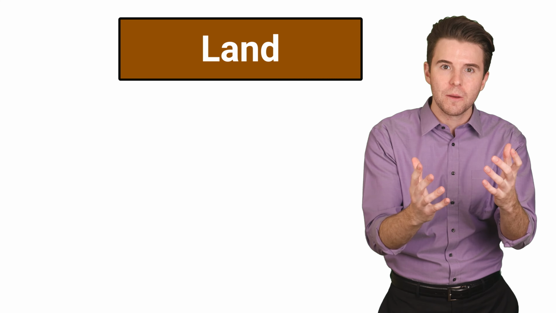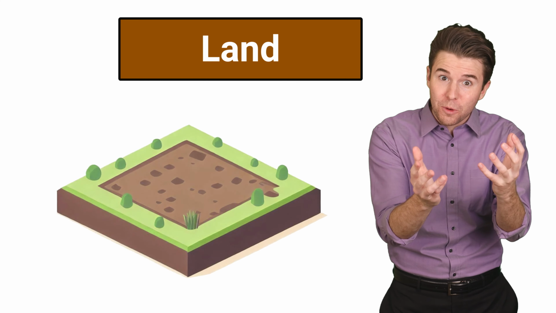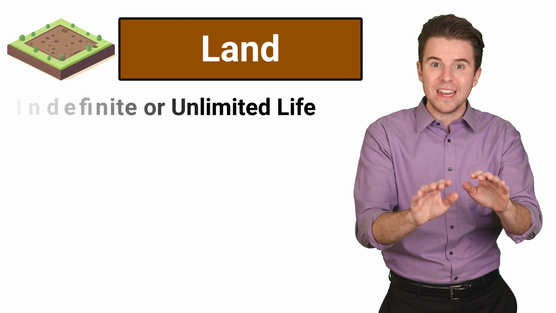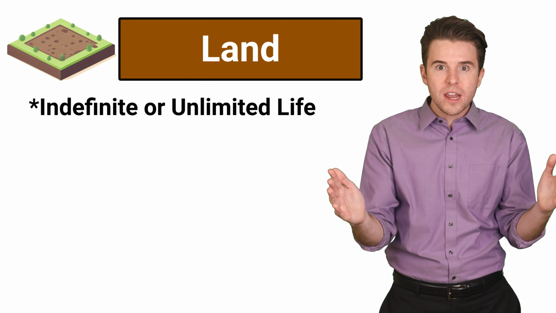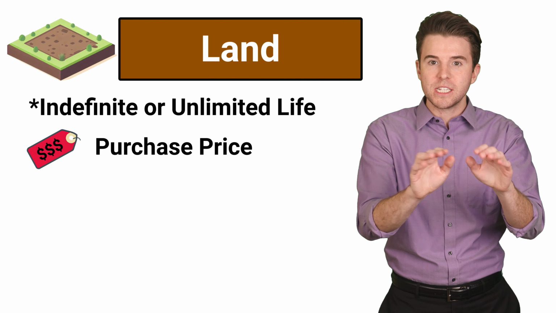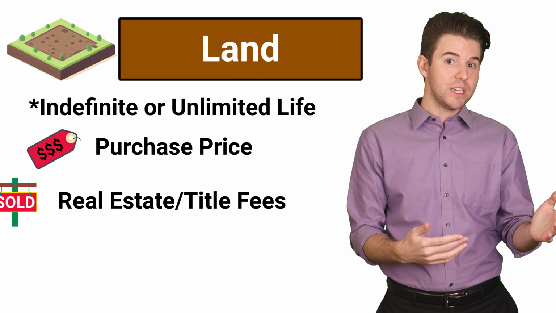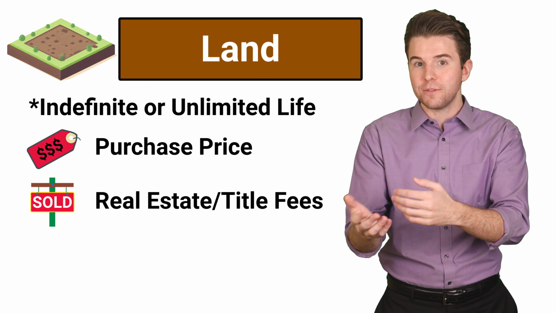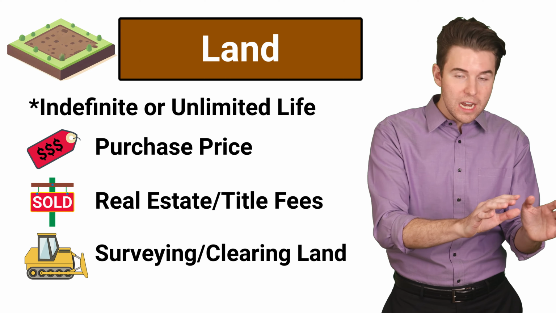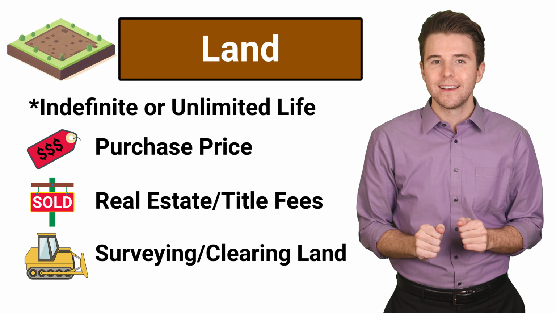The last category I want to discuss is land. Land literally refers to the Earth's surface, and in accounting is said to have an indefinite or unlimited life. Land costs include the purchase price of the land and any associated real estate or title fees. It can also include any costs from surveying or clearing the land.